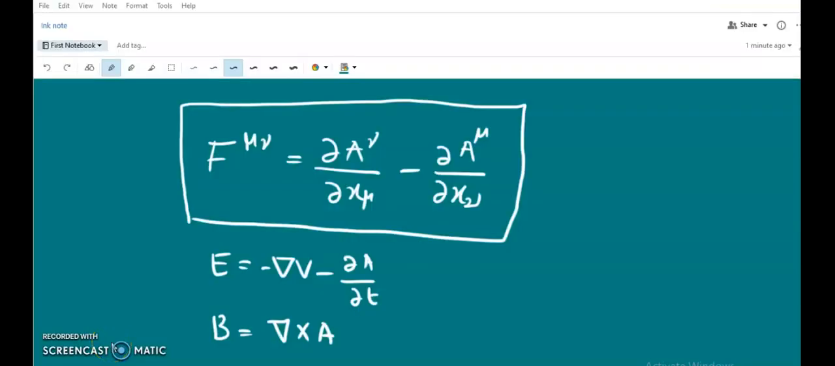We have already seen the equation F^{μν} = ∂A^ν/∂x_μ (covariant) − ∂A^μ/∂x_ν (covariant), which is equivalent to the two equations E = −∇V − ∂A/∂t and B = ∇ × A. So this is the relativistic form of these two equations, the fields in terms of the corresponding potentials. Here we have the field tensor in terms of the corresponding four-vector potential.